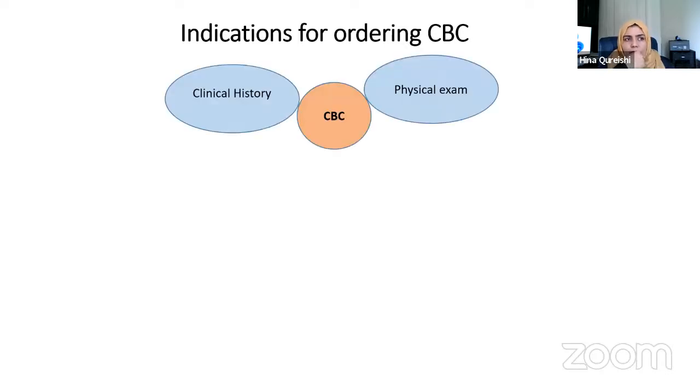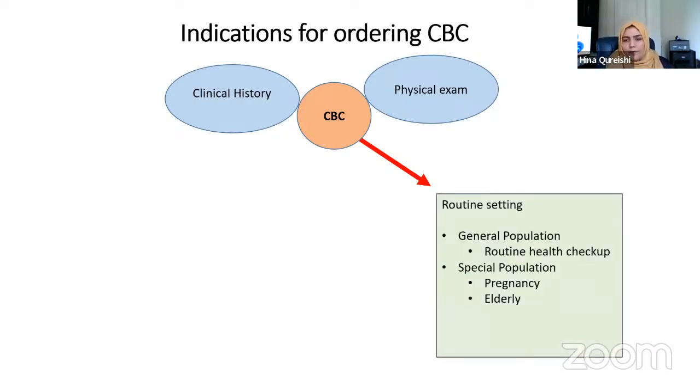So CBC is ordered based on some indications. What are the indications for ordering the test? Usually CBC is coupled with clinical history and physical examination, and it's one of the first tests ordered after a patient is examined and the clinical history is taken. It's done in two settings. One of them is a routine setting. With the clinical history and physical examination, everything is normal, but you may still order a CBC if the patient is coming in for an annual health checkup, or if there's a special population like pregnancy or the elderly.